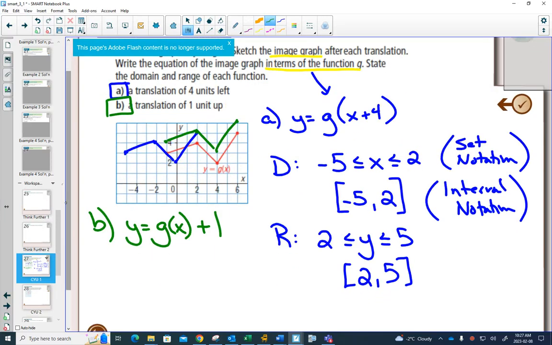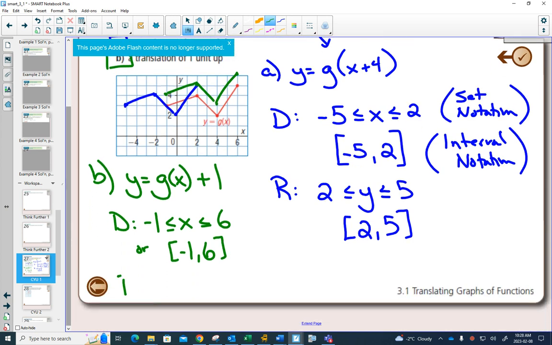And domain, what's my smallest x value? -1. What's my biggest x value? 6. So that would be in set notation. That would be in interval notation. And the range, my smallest y value is 3. And my largest y value is 6. So we could write it that way.